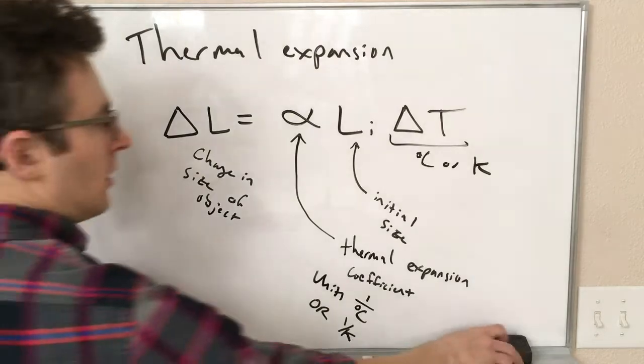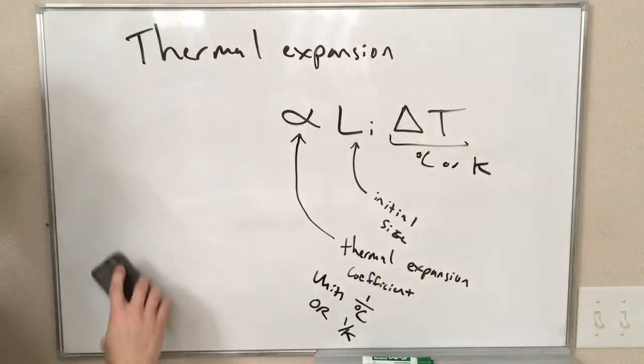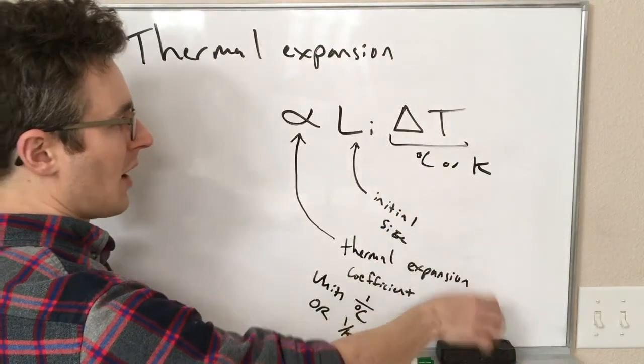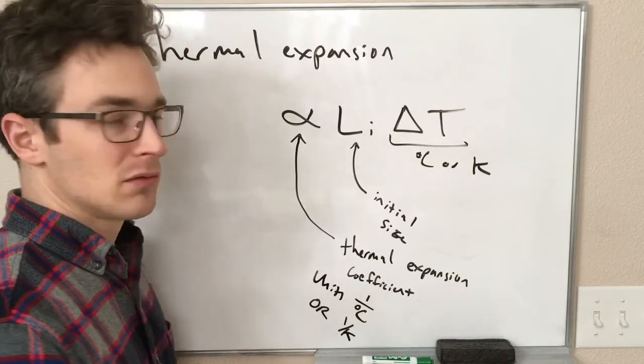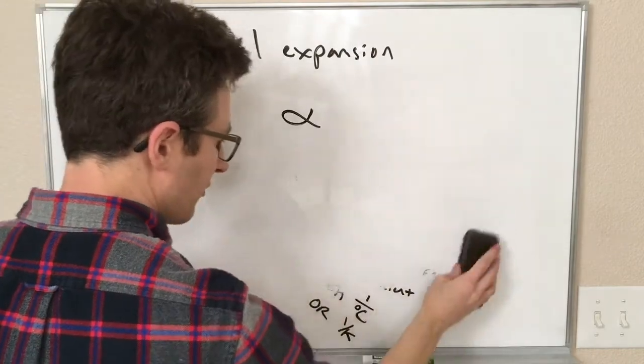Okay. So, expansion coefficients, in general, are small numbers. And that's because if we change the temperature of something by a few degrees C, we are not changing its length by a big fraction. So, let's look at some actual values of alpha.